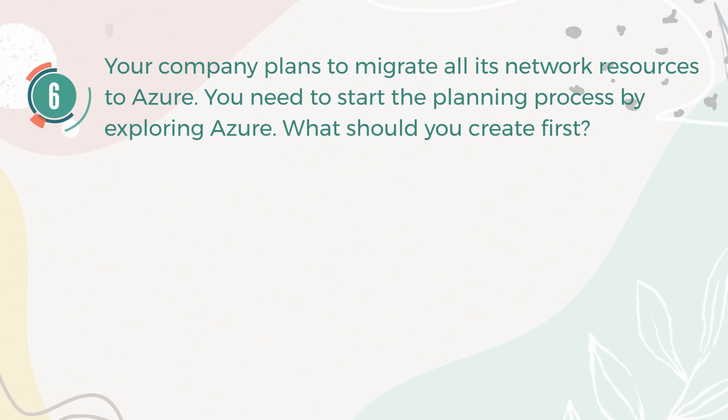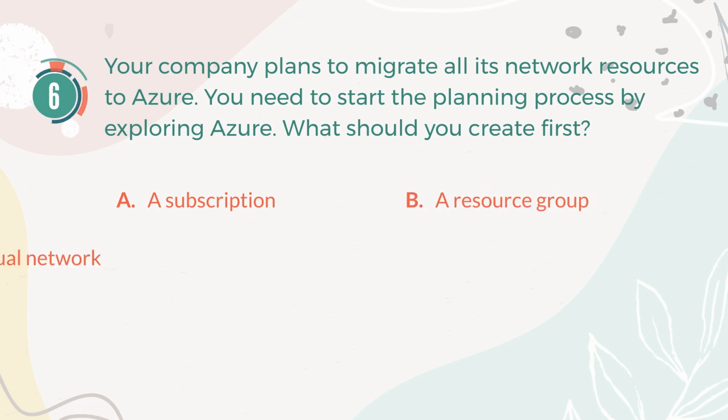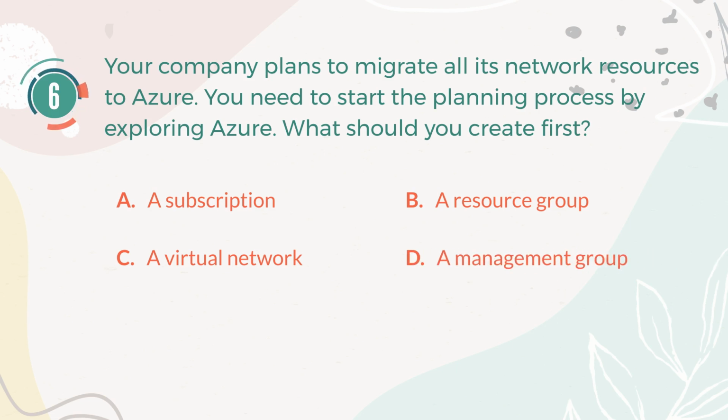Number 6. Your company plans to migrate all its network resources to Azure. You need to start the planning process by exploring Azure. What should you create first? A. A subscription. B. A resource group. C. A virtual network. D. A management group. The correct answer is A. A subscription.